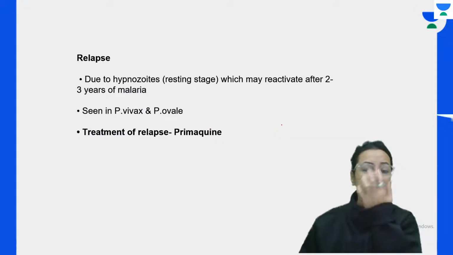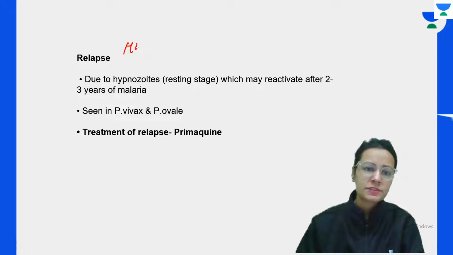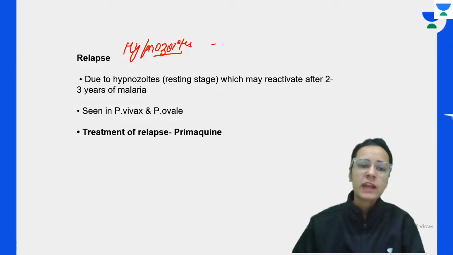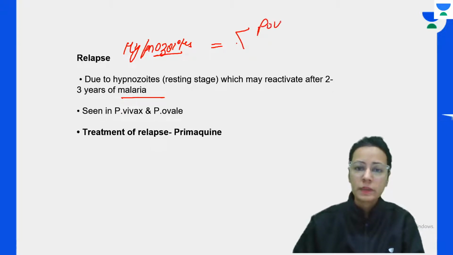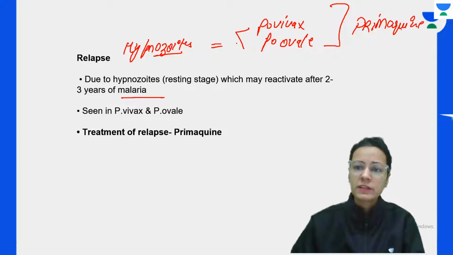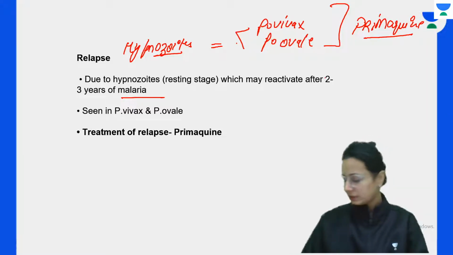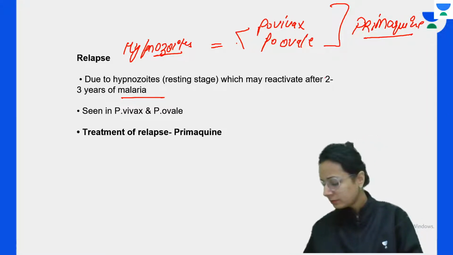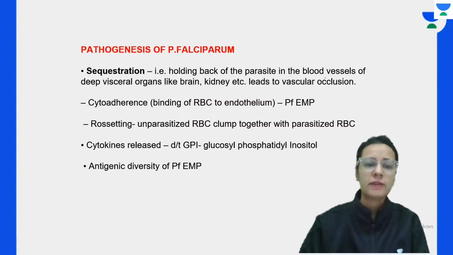Now, relapse. What is relapse due to? Relapse is due to hypnozoites, which will reactivate even after 3 years, seen in P. vivax and ovale. And what is the treatment? We give primaquine for the relapse stage. Relapse is seen in the vivax and the ovale, and primaquine is given for the relapse stage.